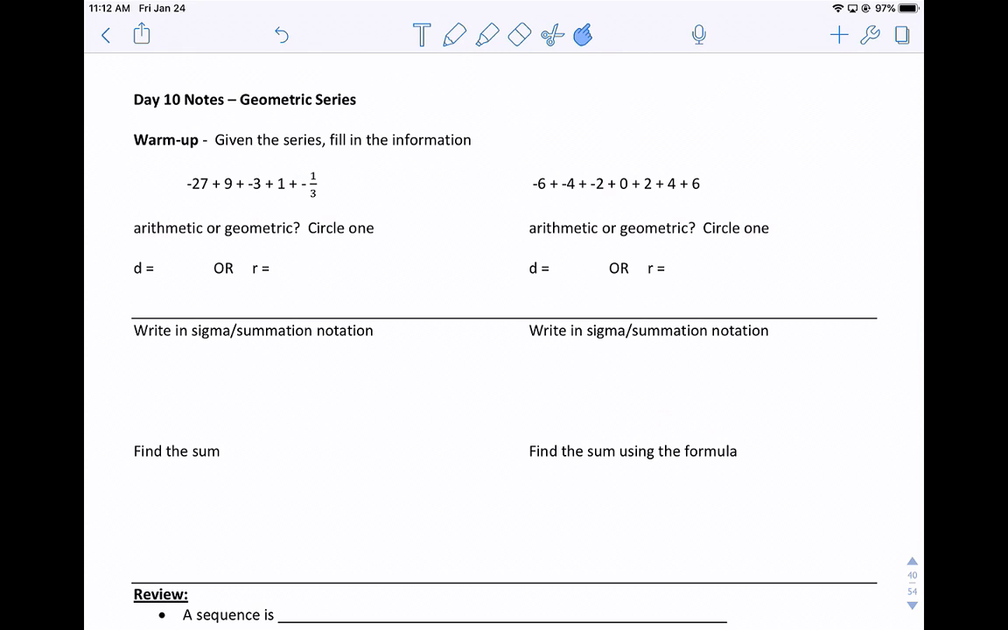Today we're going to look at a geometric series. Warm up. Given the series, can you fill in the following information? Is it arithmetic or geometric? And if it's arithmetic, what's the common difference? If it's geometric, what's the common ratio?